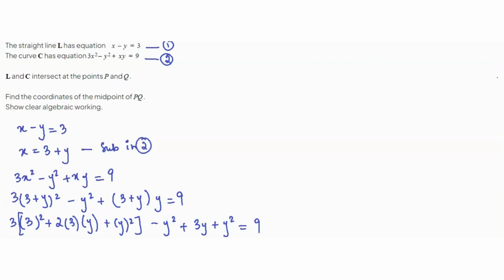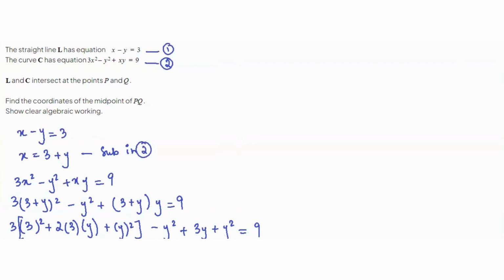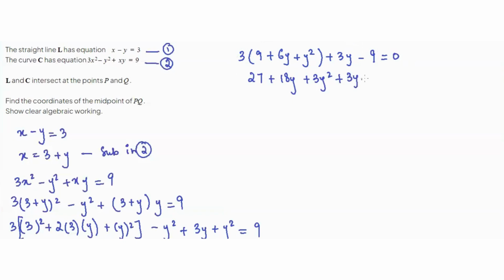And then we're going to further expand it. So that's going to be 3 bracket 9 plus 6y plus y squared, minus y squared plus y squared, is going to be 0. So that canceled out. And we're left with plus 3y. Now I'm going to bring the 9 to the left-hand side, so minus 9 equals 0. Multiply the 3 with all of the terms inside the bracket. So 27 plus 18y plus 3y squared plus 3y minus 9 equals 0.